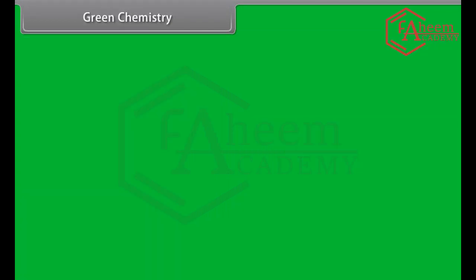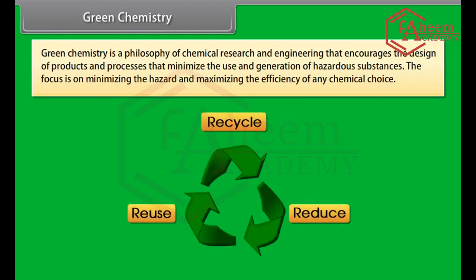Green chemistry. Green chemistry is a philosophy of chemical research and engineering that encourages the design of products and processes that minimize the use and generation of hazardous substances. The focus is on minimizing the hazard and maximizing the efficiency of any chemical choice.